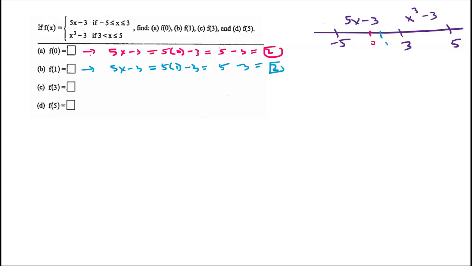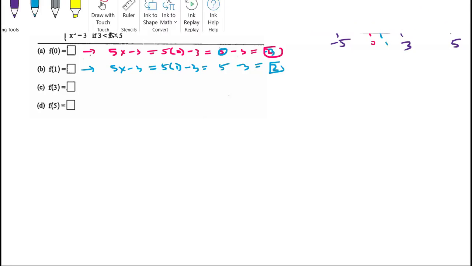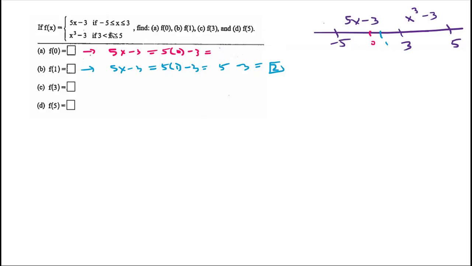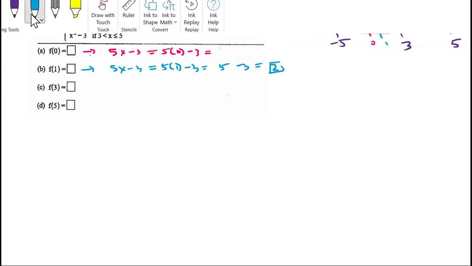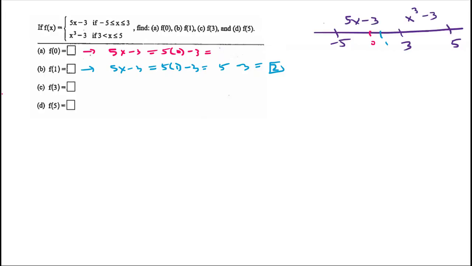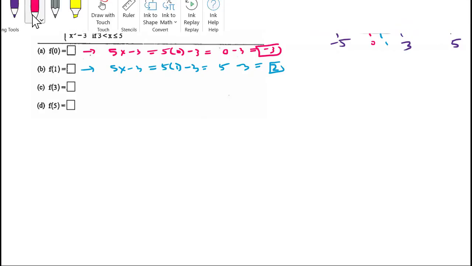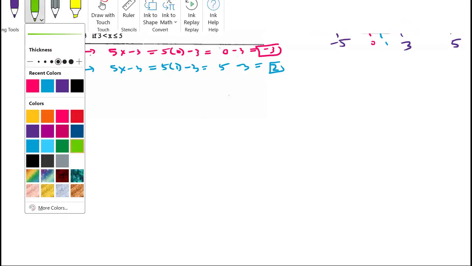I messed up on that first one. 5 times 0 is 0, and 0 minus 3 is -3. So let's redo that one. 5 times 0 is 0, and then minus 3 will give us -3. And then 5 times 1 is 5, and 5 minus 3 is 2. Perfect.